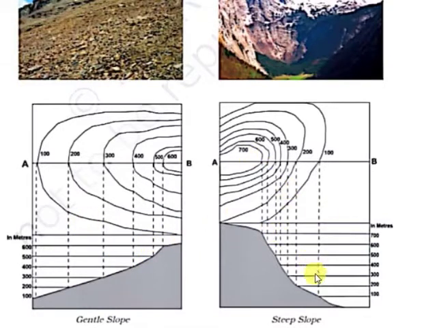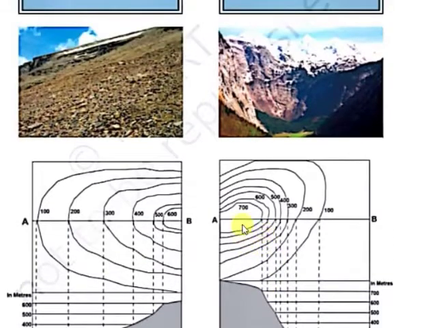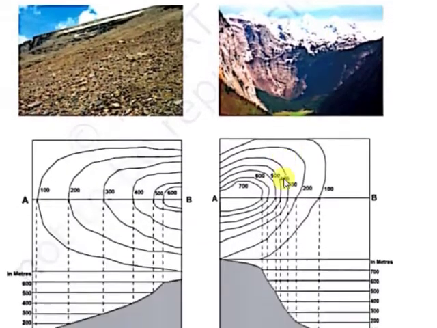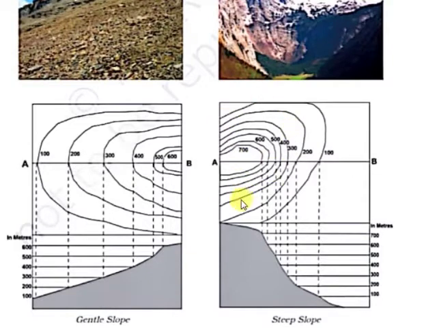The reverse will be happening in the steep slope, in the sense that the contours will be closely spaced and the height, just like the gentle slope, will be more in the central part. Here you can see 700, the maximum height, in the central portion. Here is the definition: when the degree or angle of slope is high and contours are closely spaced, they indicate a steep slope. So whenever you encounter this kind of contours in the topo sheet, you will understand that this is showing a steep slope, whereas this type of contours shows a gentle slope.